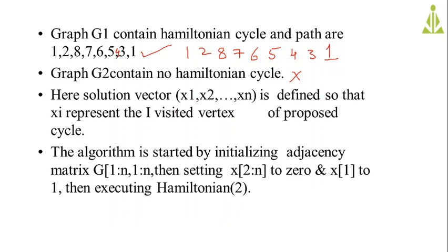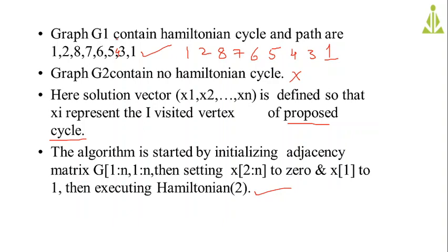Here the solution vector x1, x2, and so on to xn is defined so that xi represents the i-th visited vertex of the proposed cycle. The algorithm starts by initializing the adjacency matrix. Whenever you are going for the Hamilton cycle, you must see the adjacency matrix, meaning which vertex is near to the visited vertices, it will select that. Okay, so 1 to n, then setting x2 to xn to 0 and x of 1 to 1, then executing Hamilton 2. Okay, this is the thing regarding the Hamilton cycle.